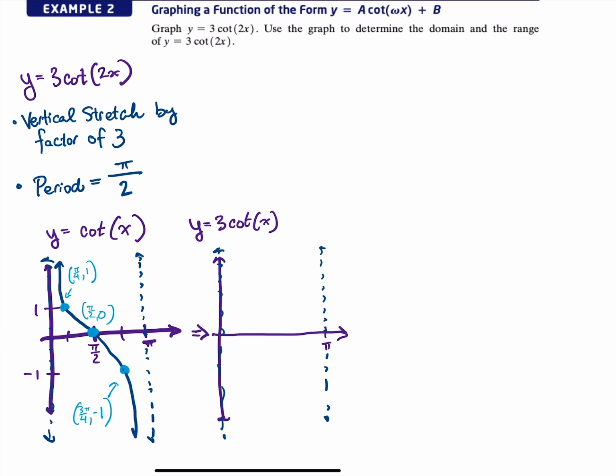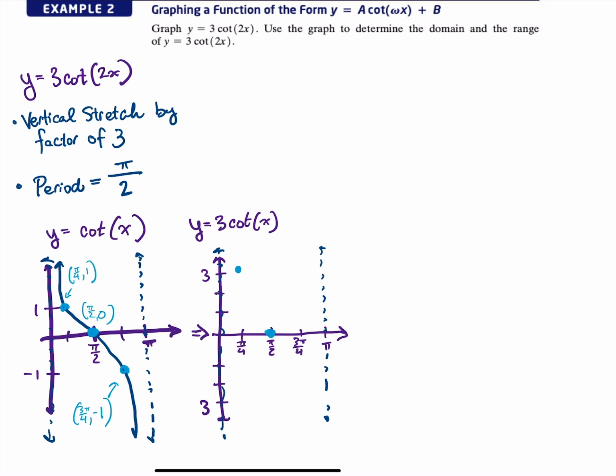So we have pi over 2 in between. This is pi over 4 and 3 pi over 4. And now I need to go up to positive 3 and down to negative 3, because we get that vertical stretch by a factor of 3. So this point should be up here at pi over 4, positive 3. We'll still have this central point at pi over 2, 0. 0 times 3 is still 0. And then at 3 pi over 4, we should be down here at negative 3.